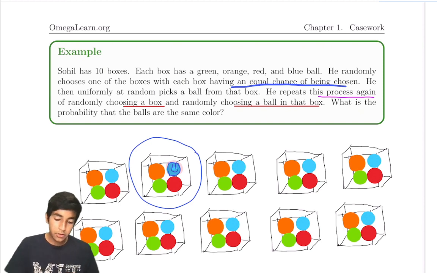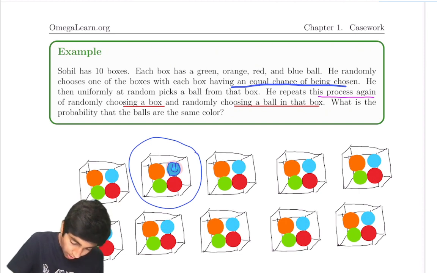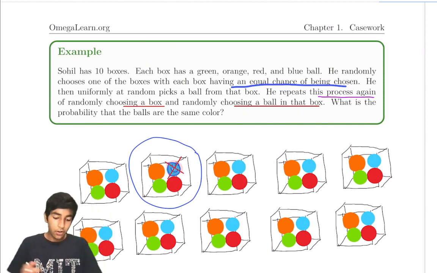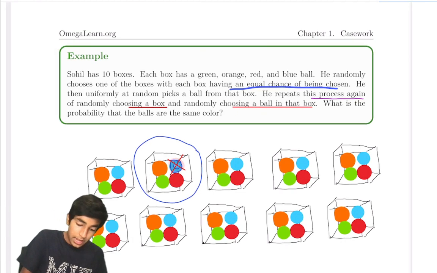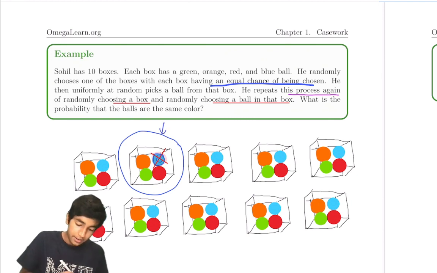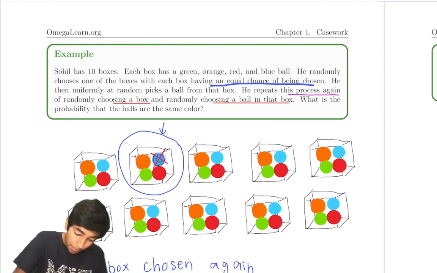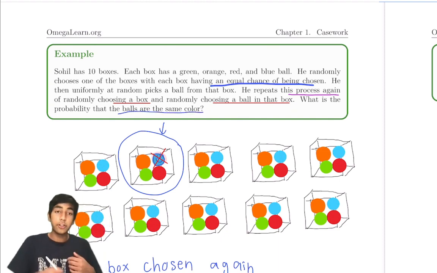So he's going to randomly choose a box again. Now he already took out the blue ball. It's no longer there. The blue ball in this box is gone because Sohail already took it out. Now there's 9. So what happens if the first case is Sohail gets the second box again? So if the second box is chosen again, then what's the probability of getting a ball that's the same color as the one originally chosen? Blue.